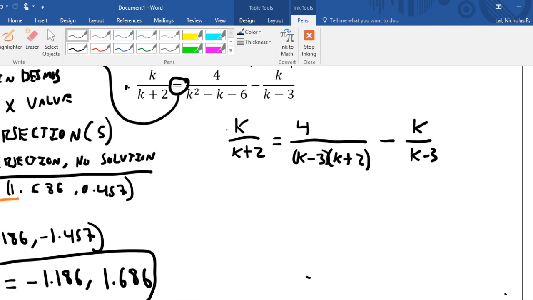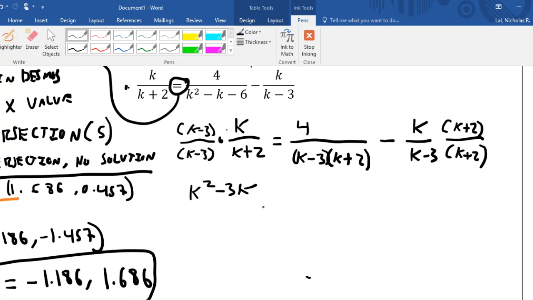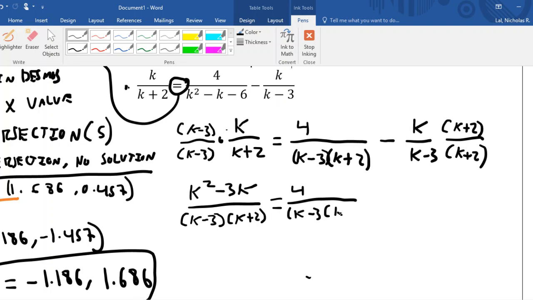Now what we do here is we get a common denominator. So to get a common denominator, I have to multiply the k plus 2 side by k minus 3 over k minus 3, and then multiply the k minus 3 side by k plus 2 over k plus 2. All right? So k minus 3 times k is k squared minus 3k over k minus 3 times k plus 2. That's equal to 4 over k minus 3 times k plus 2. That already has the common denominator. Minus k times k is k squared. K times 2 is 2k. K squared plus 2k over k minus 3 times k plus 2.